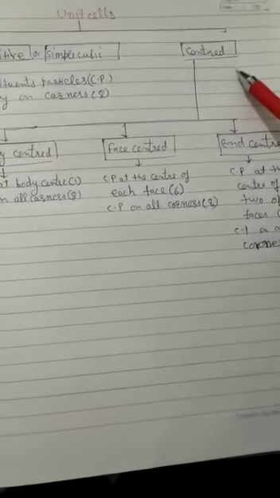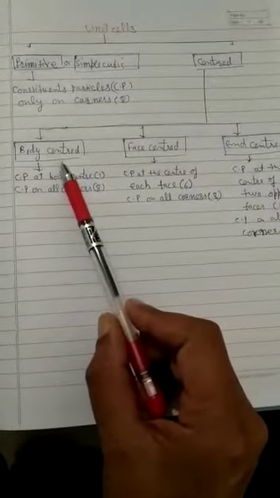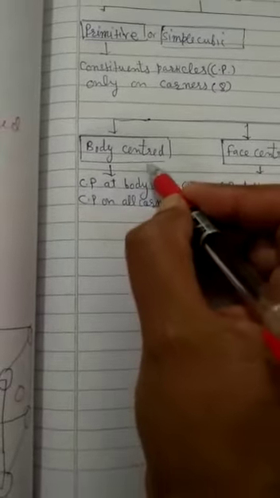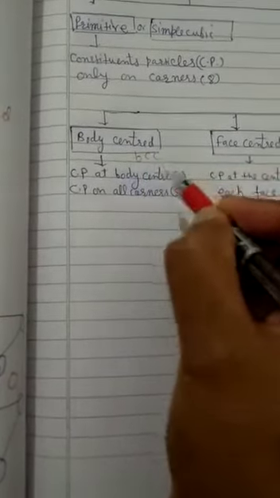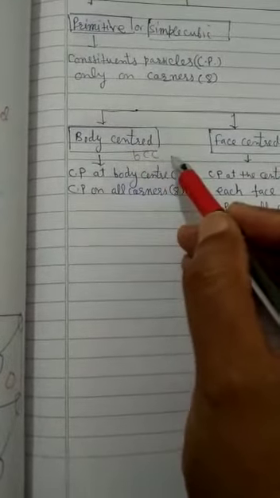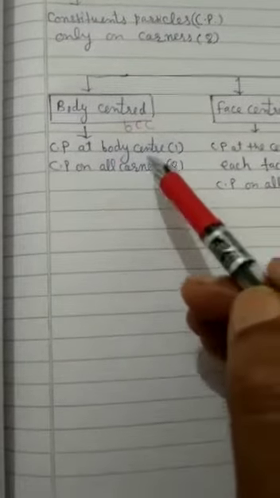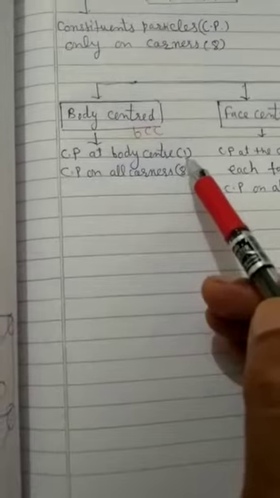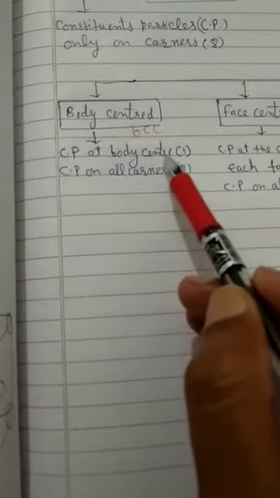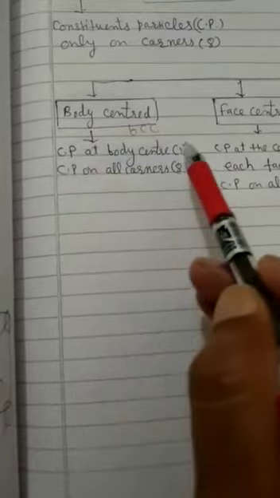Centered unit cell is classified into 3 categories: body centered, face centered and end centered. So coming to body centered unit cell, also called BCC, body centered cubic unit cell. In body centered unit cell, constituent particles are present at the center of body. Since the center of body is 1, there is 1 atom at the center of the body.